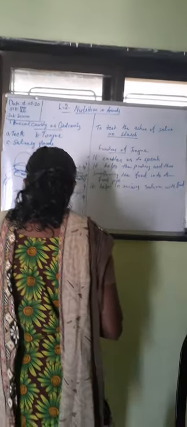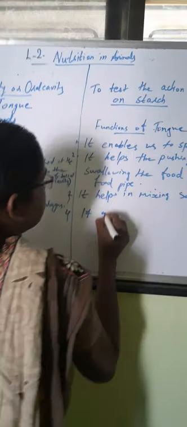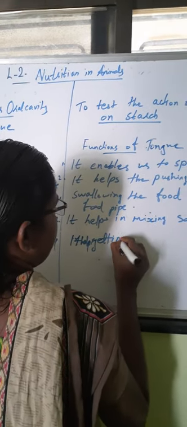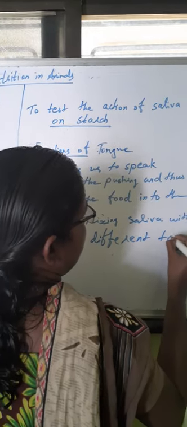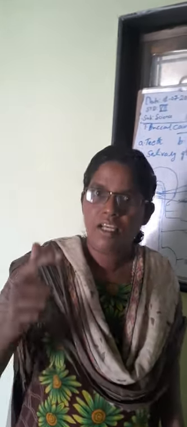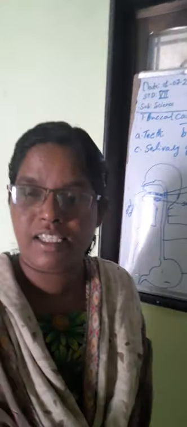Number four: it helps in getting different tastes. How? Our tongue has taste buds. How many kinds of taste buds? Sour, bitter, sweet, and salty. Our tongue has four kinds of taste buds.